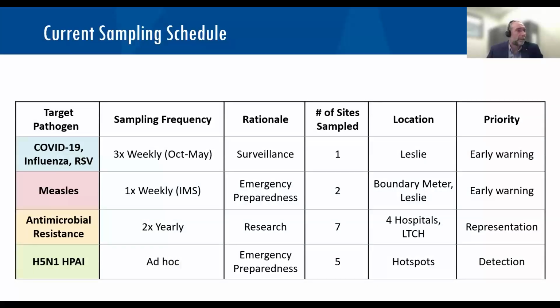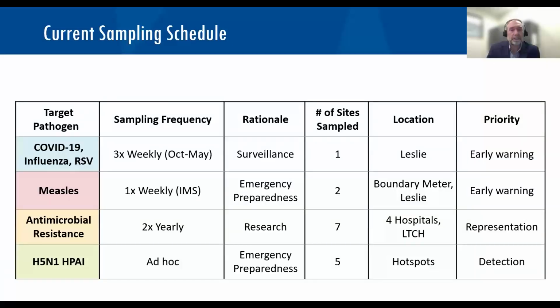This slide shows some of our recent sampling that we've done. For COVID-19, influenza, and RSV, we're sampling 3 times weekly from October to May for the purposes of surveillance at our Leslie pumping station location. For measles, we're sampling 1 time weekly for emergency preparedness reasons from 2 of our sites, our boundary meter and our Leslie sewage pumping station.